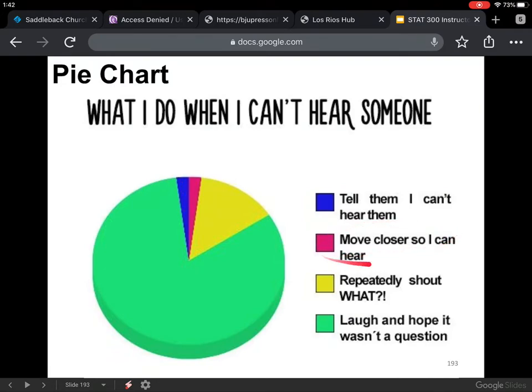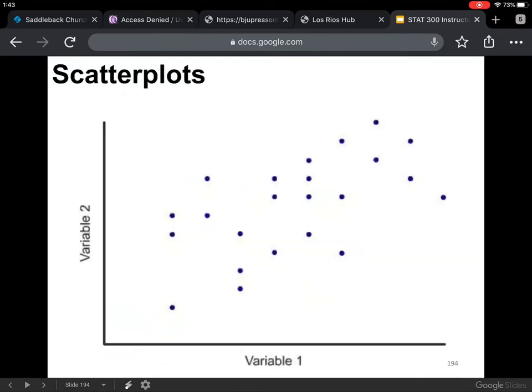Move closer so you can hear the same percentage. Repeatedly shout, "What?" That's a bigger piece of the pie. And then most people laugh and hope it wasn't a question, right? I don't know if that's happened to you before, but this is what a pie chart is. And usually what you want to do is actually write in the percentages of each of the pie slices so that people have a more accurate vision of how much of the pie each of those pieces actually take up.